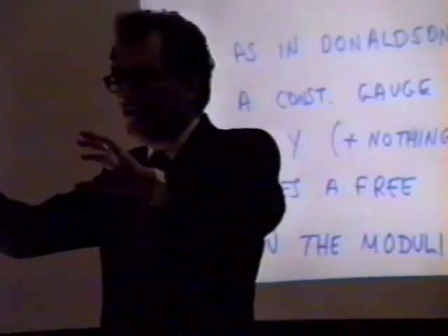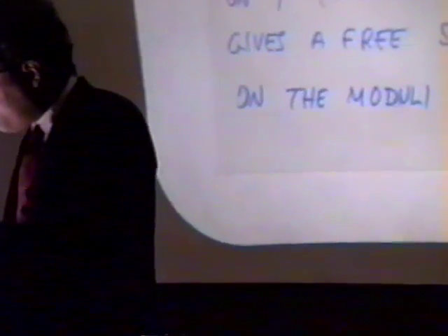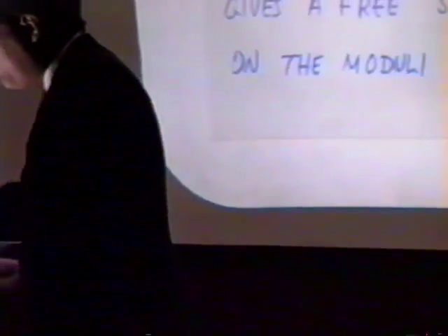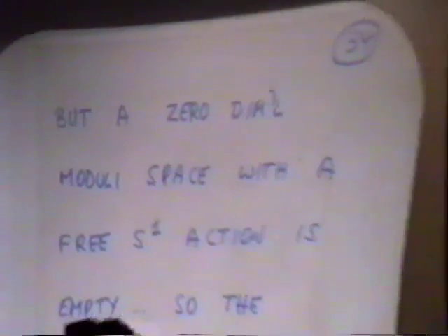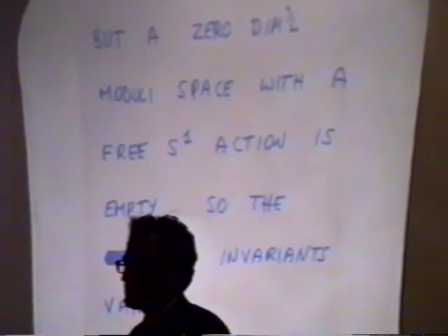This relative rotation of m on the two sides gives a free S1 action on the moduli space, quite similar to Donaldson's free SO3 action. So now in our problem, the moduli space is a zero-dimensional manifold, that is a finite set of points with a free S1 action. So we're out of luck. It must be empty, and therefore with this kind of metric there aren't any solutions, and therefore the invariants vanish.